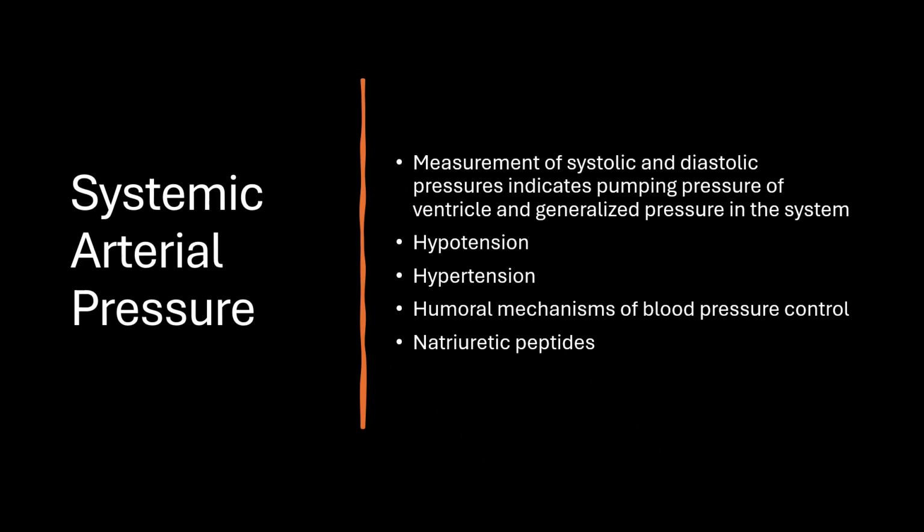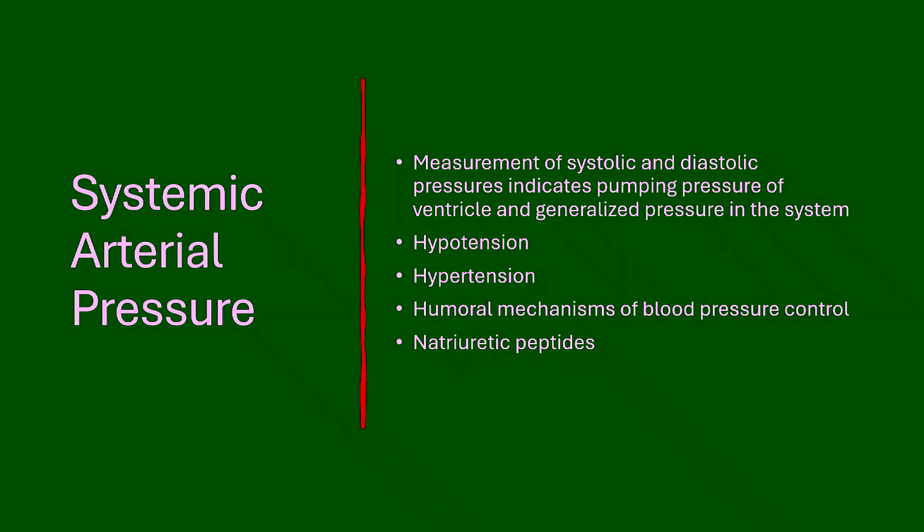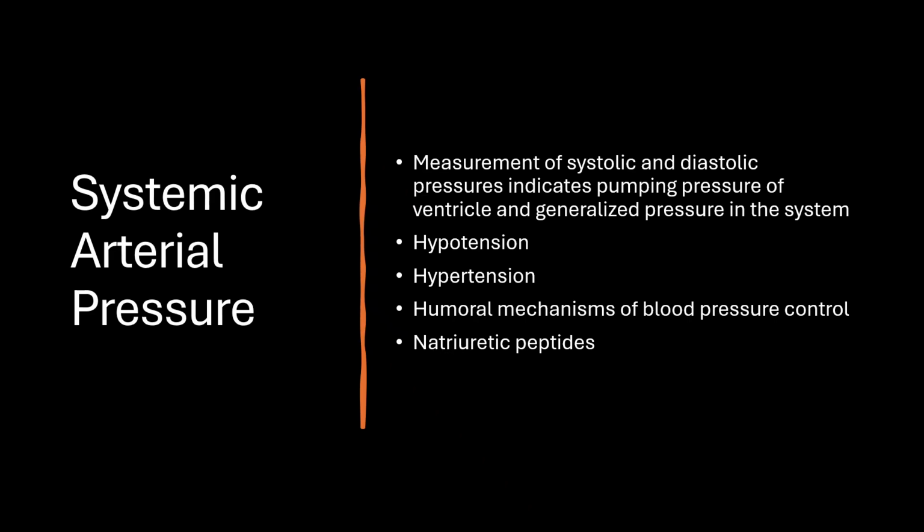Systemic arterial pressure. Blood pressure is a measure of systemic arterial pressure. We have systolic pressure, which essentially is how strong the heart pumps, and diastolic pressure, which is baseline pressure in the arteries. Too low equals hypotension, which can mean poor perfusion. Too high equals hypertension, which damages vessels and organs. The body regulates blood pressure through nerves and hormones like the natriuretic peptides, which help lower blood pressure by increasing sodium and water excretion.